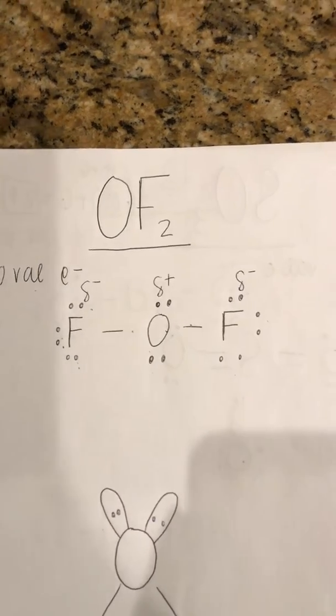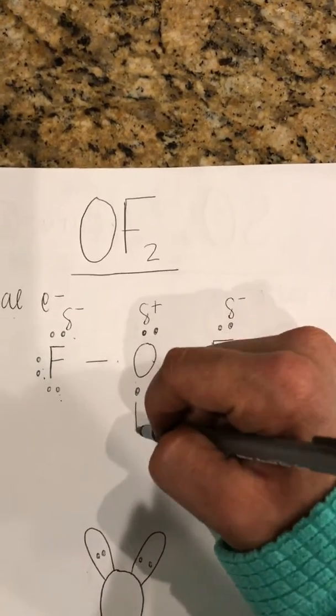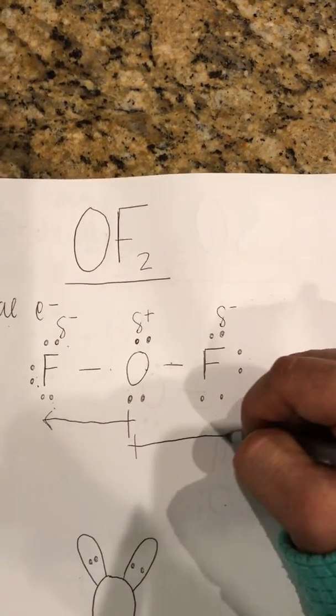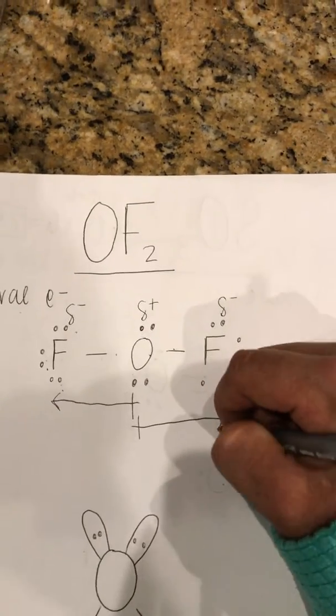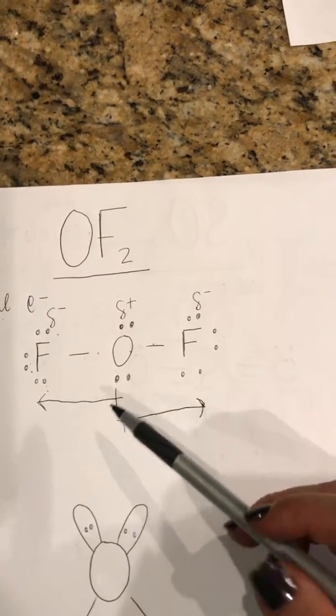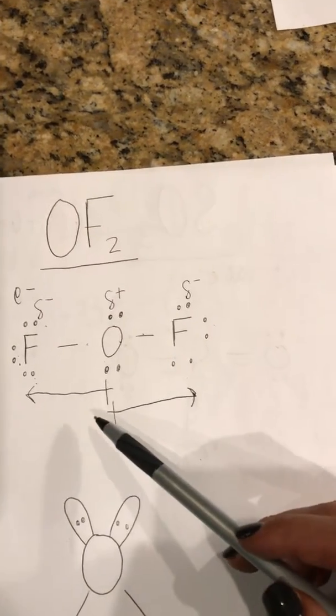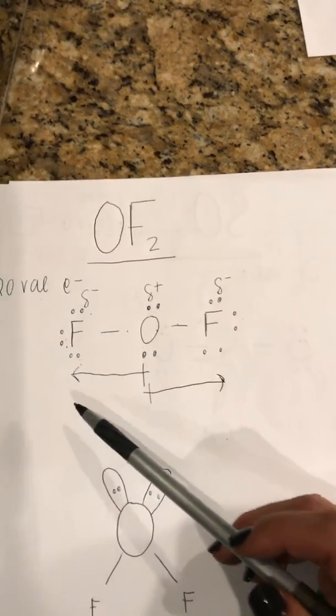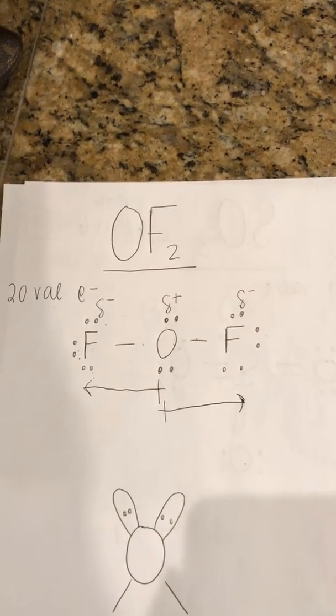The bond dipoles will look like this. Positive dipole on the O going toward the negative on the F, and positive O headed out toward the negative on the F. Now to step 3, use the molecular geometries to find out how the dipoles add.